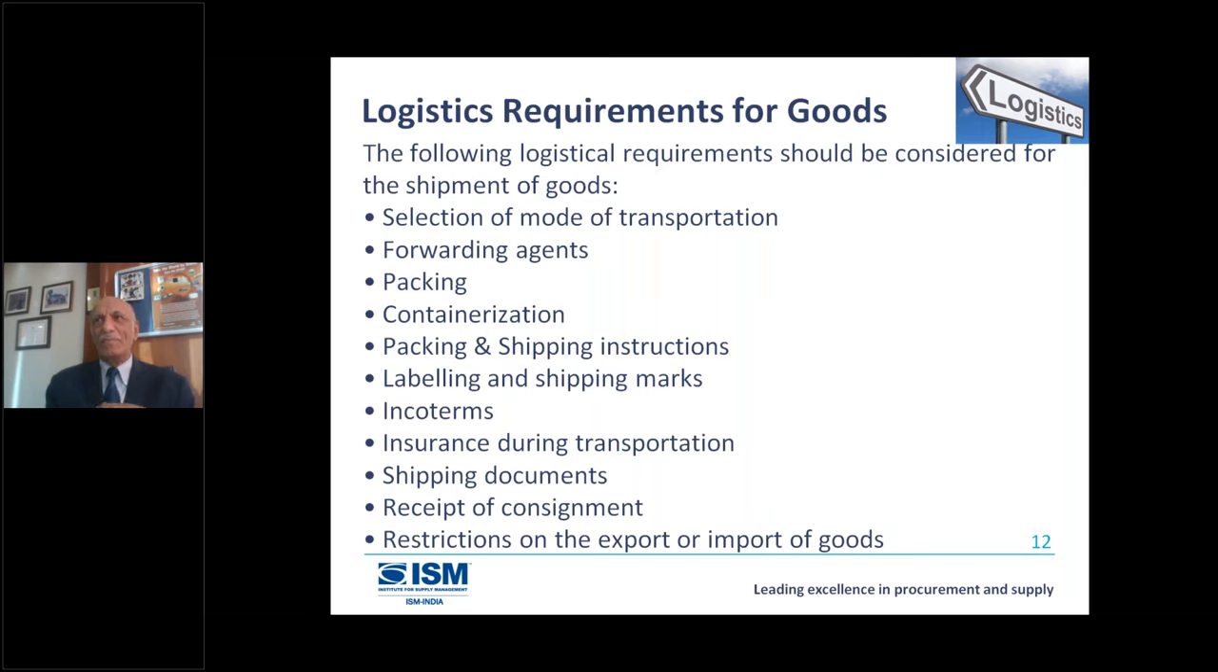Shipping documents. What type of shipping documents do I need to get my customs clearance done, as well as if I want to export it, what type of shipping document. So shipping documents are for both export and import. Receipt of consignments. Now I got the goods. What do I do? Should I just say, okay, received? Or what precautions do I need to take?